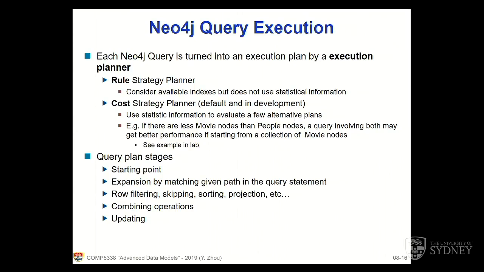For instance, if there are multiple node labels and we can start from either one, and we know that there are fewer movie nodes than person nodes, and a query involves both, usually we'll get better performance if we start from the movie side instead of the people node, because this is much less and this is much more. You will see an example in the lab, in the tutorial, and in the lecture as well.